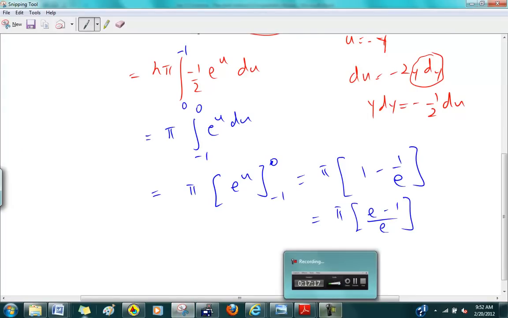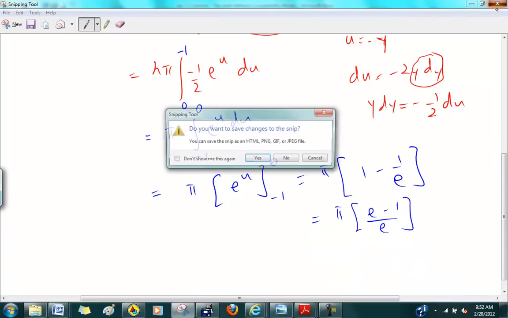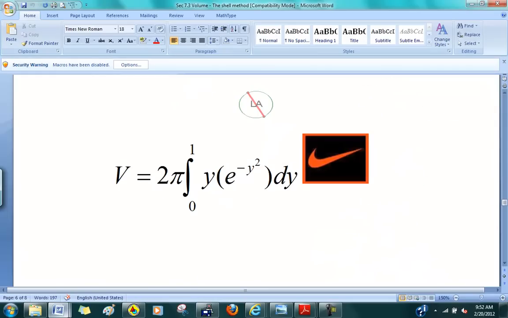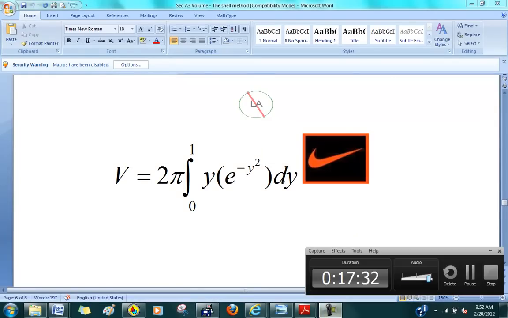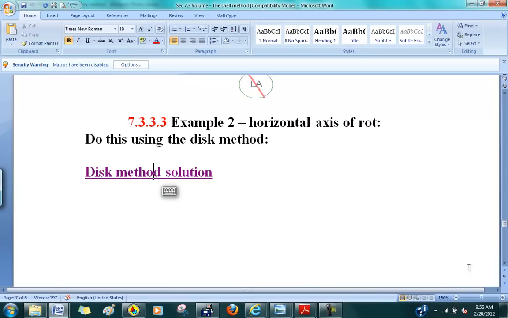All right, do we have one more example to do? I think we do. I'm going to pause here. The last example in this section is actually doing this previous problem that we just did using the shell method instead of the disk method. That's an alternative way of doing it. I did this just so that you can compare and see how one method can be easy in certain situations and the other method difficult.